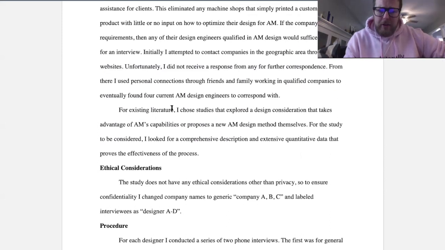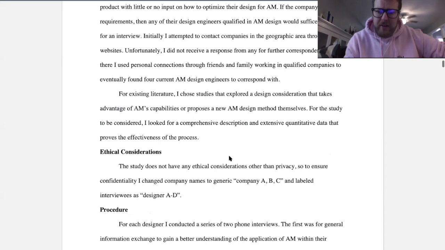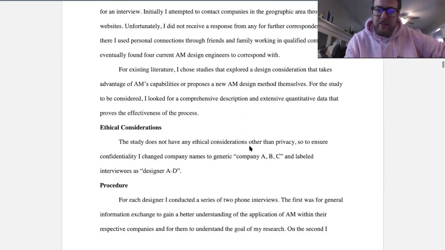Let's keep going. So for existing literature, I chose studies that explored a design consideration that takes advantage of AM's capabilities or proposes a new AM design method themselves. For the study to be considered, I looked for a comprehensive description and extensive quantitative data that proves the effectiveness of the process.